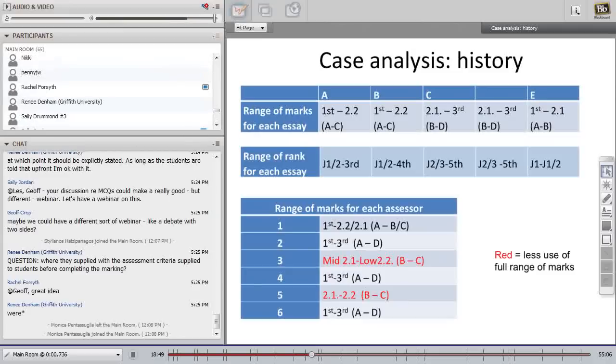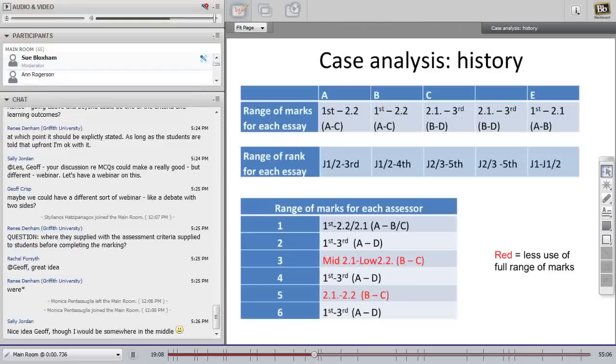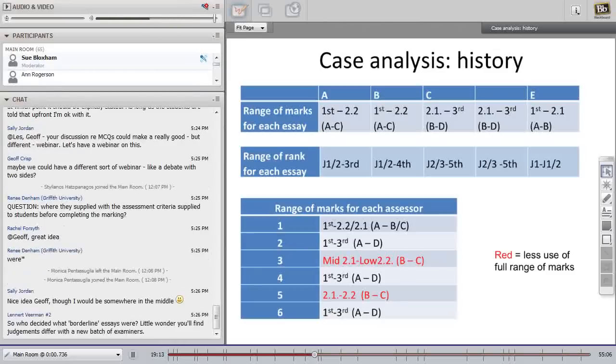So we decided to do this case analysis of one subject area to try and look more closely at the use of constructs by the examiners, to try and understand where the differences seem to come from. And on this slide, I've just shown really that the history examiners had similar inconsistency in their marking. They had a range of marks for each essay. They had a range of ranks for each essay in the top 2 slides. So there was a lot of inconsistency between them.